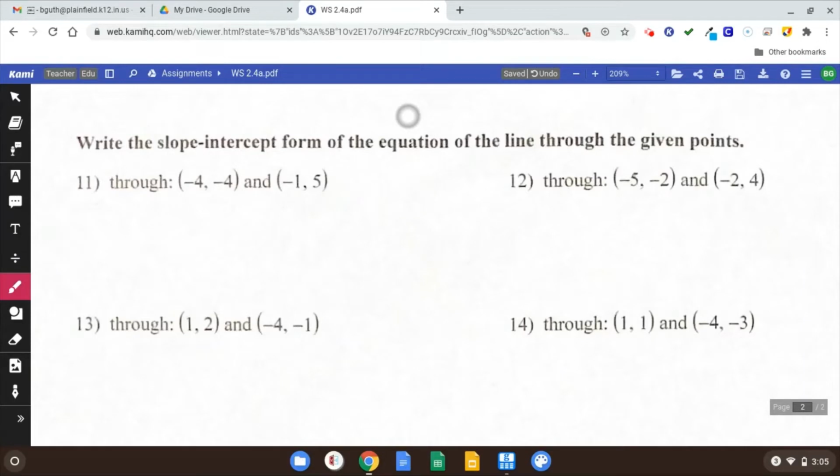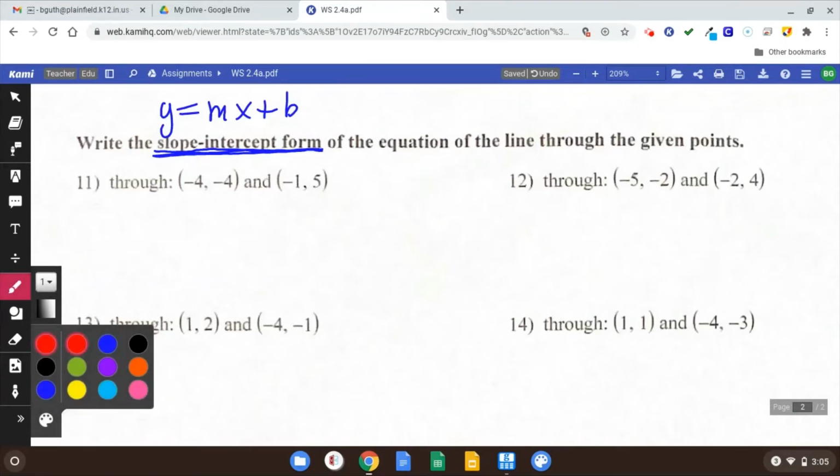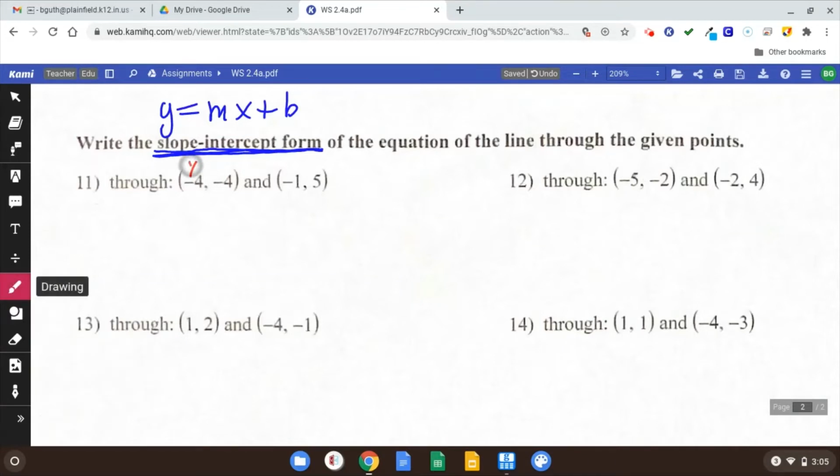You really need to pay attention to the directions. You have to look at what they want and you have to give them what they want. Slope-intercept form is y equals mx plus b. That's what we're looking for. We need m and we need b, and they don't give either one of those pieces to us. What they have given us is an xy point and another xy point. So this is one of the harder problems of the day. What we're going to have to do is find m using our slope formula that we knew from the other day.